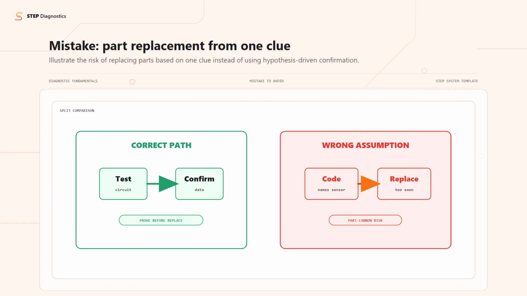Another common trap is swapping parts after spotting one suspicious reading. This skips the critical hypothesis step and often leads to wasted time and money. Only replace components when your tests prove they're at fault.